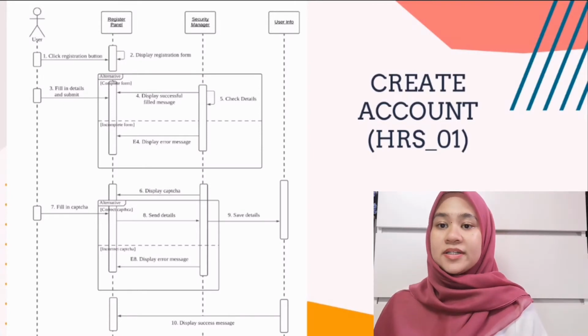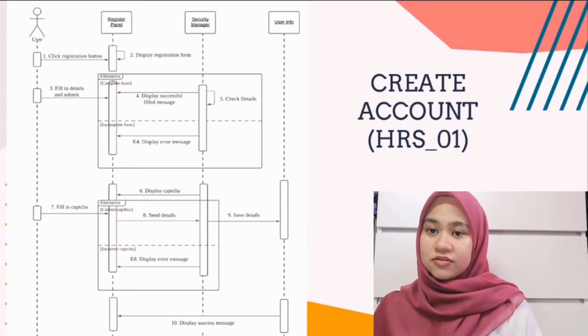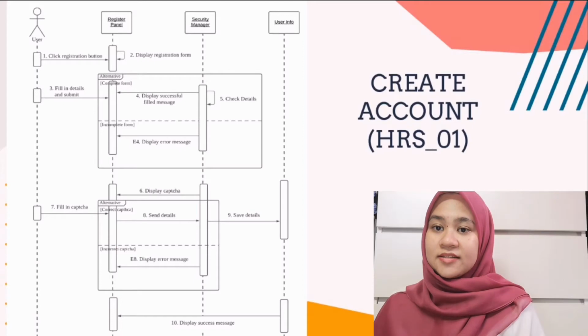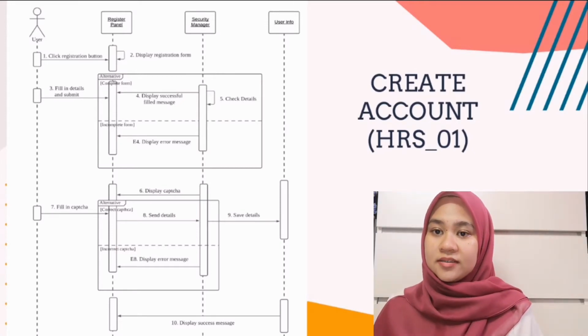Now I will be explaining about sequence diagram for register account and logging into the account. Let's start with register account. In this diagram, it has one actor, which is the user, and three objects that consist register panel as the boundary object, security manager as the control object, and the user info as the entity object.